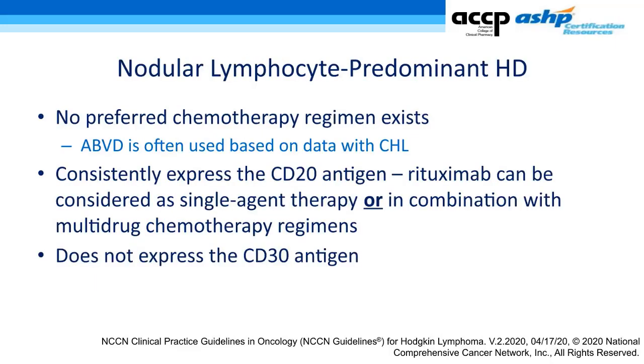One quick slide on nodular lymphocyte predominant Hodgkin's lymphoma. This is an extremely rare malignancy, so much so that we're not certain what the preferred chemotherapy regimen is. However, we often choose ABVD based on data with classical Hodgkin's lymphoma. The main thing to remember here is that nodular lymphocyte predominant Hodgkin's lymphoma usually expresses CD20, so you can use rituximab either as a single agent or in combination with ABVD. However, this type of lymphoma does not express the CD30 antigen, so brentuximab vedotin would not be an appropriate choice here.